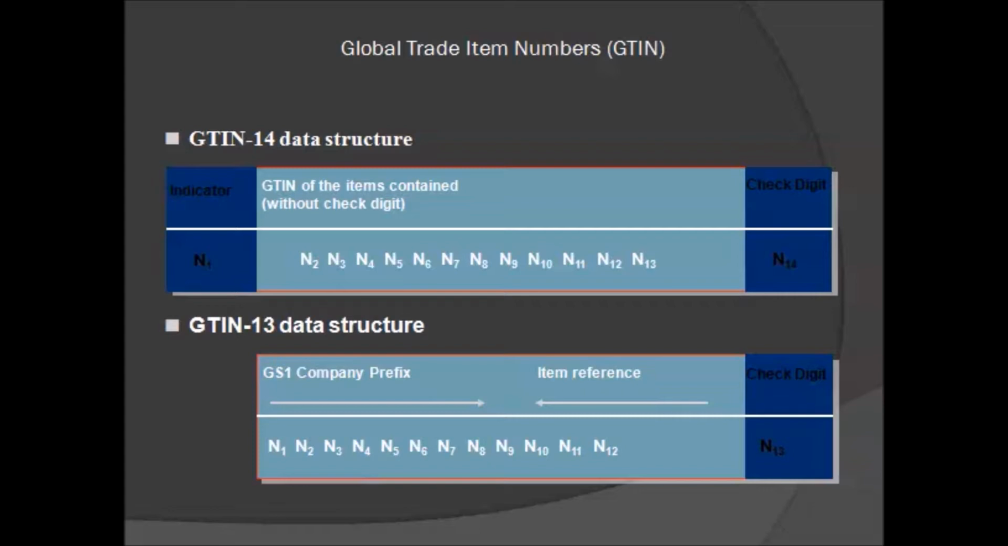The first is the global trade item number 14 length data structure, GTIN-14 data structure. The first number will be the indicator. From the second to the 13th is the GTIN of the items contained. And the last one will be the check digit number. So if we use the global trade item number 13 data structure, GTIN-13 data structure, you can find there's only one difference between the GTIN-13 and the GTIN-14. The indicator is disappeared.